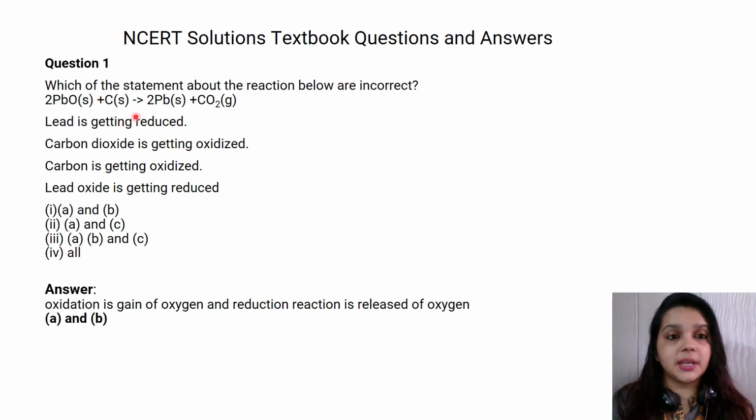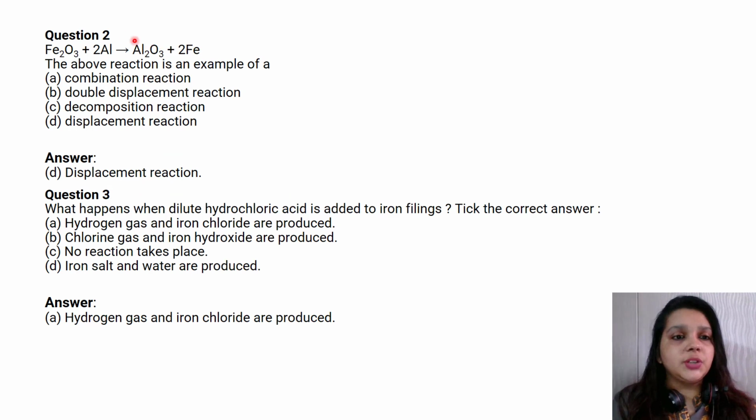So multiple statements are correct because oxygen has combined with it. It has gained oxygen. Carbon is getting oxidized. No, carbon is getting left alone here. And lead oxide is getting reduced. No, lead has basically lost it. Okay. So basically, we are left with these two answers correct. Our first option is correct. Oxidation is gain of oxygen and reduction reaction is release of oxygen. A. Correct.